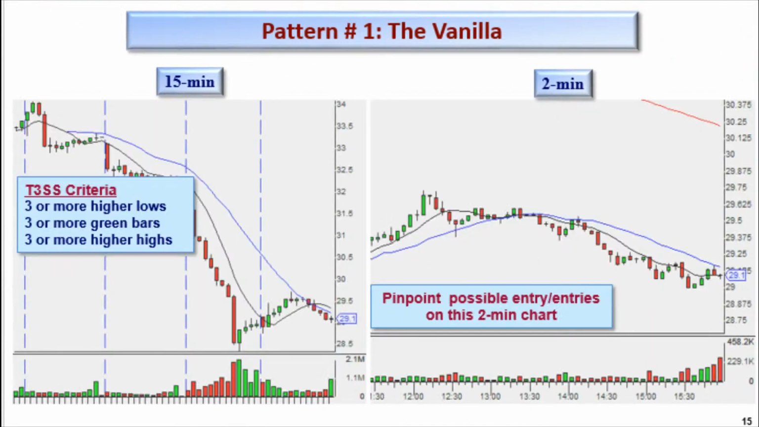We covered, as I said last week, the first 4 patterns. I'm going to show you a total of 8. So the vanilla pattern is the first one. The thing to remember about this is you need to have multiple time frame alignment.